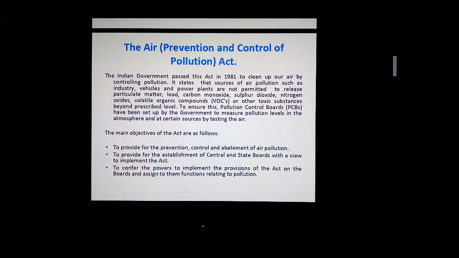The main objectives of the act are as follows: to provide for the prevention, control and abatement of air pollution, to provide for the establishment of central and state boards with a view to implement the act, to confer the powers to implement the provisions of act on the boards and assign to them functions relating to pollution.